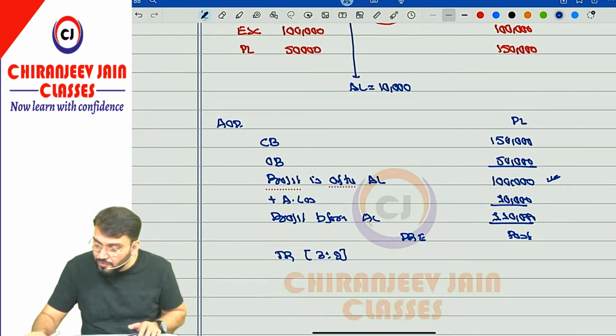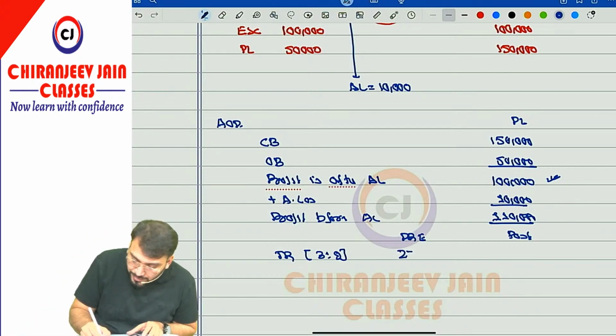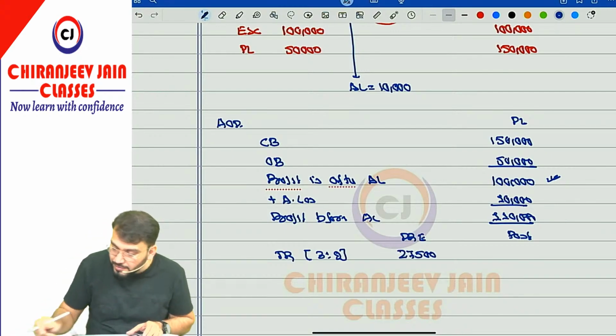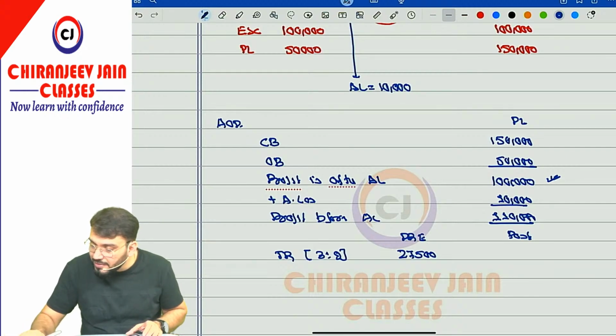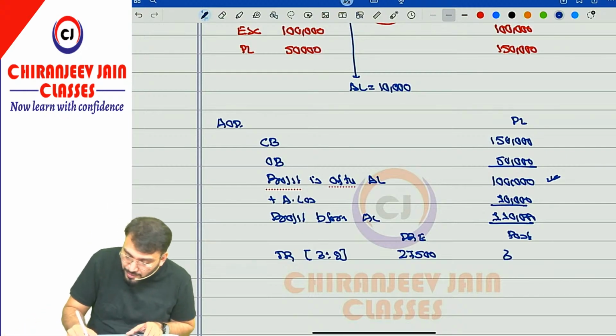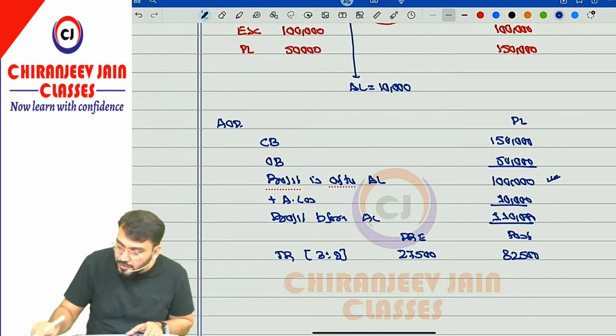So it will be allocated 1,10,000 into 3 divided by 12. How much? It is coming 27,500. Correct? Minus 1,10,000. How much is it coming? 82,500. Do we have allocated? Got this point?